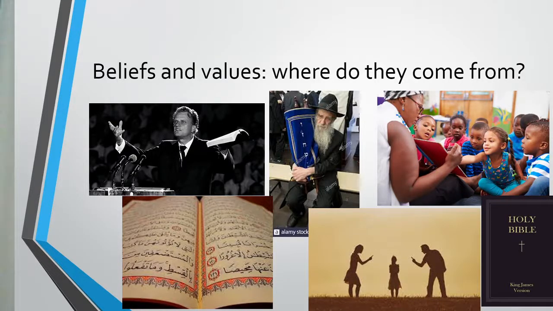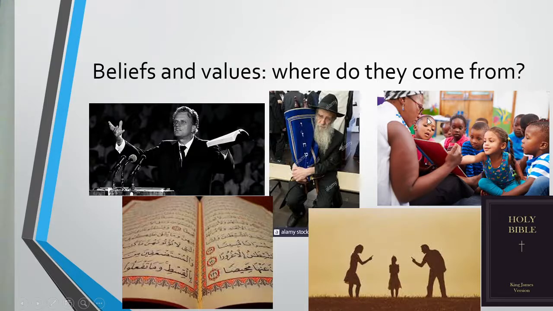Beliefs and values. Where do they come from? And here's some pretty good places that they come from. We are indoctrinated from birth. We have our parents in our ear. We have a Bible put in front of us. We have the Quran. We have the Holy Scrolls, the Talmud, and other religious writings. We have preachers coming at us, telling us who we're supposed to be and how we're supposed to be and what God wants us to do.